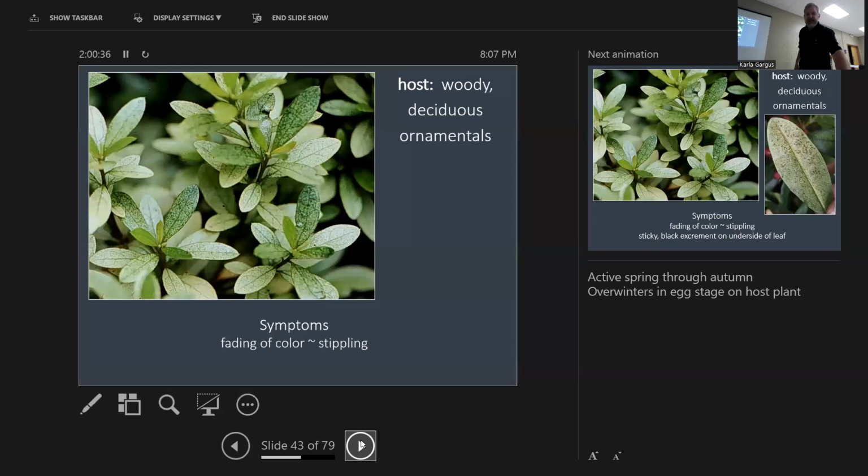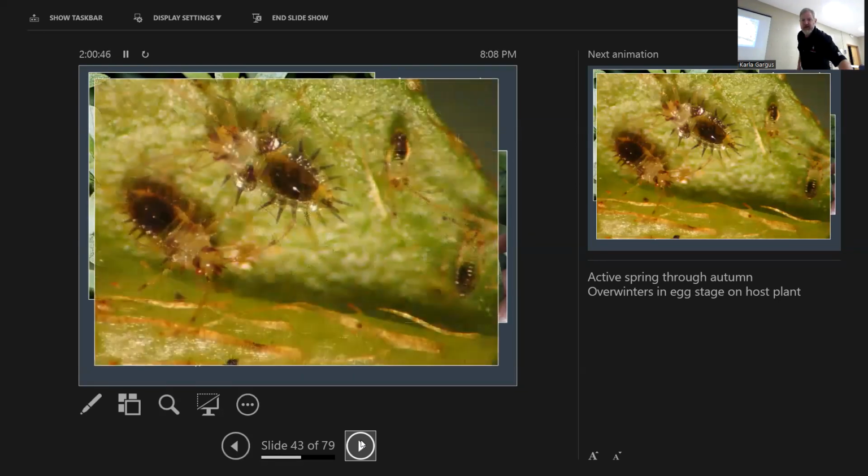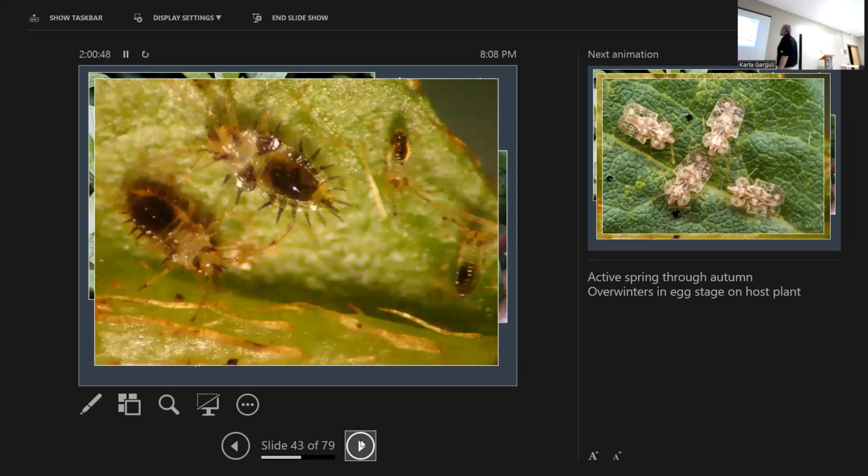That's sort of this fading color of it. And you can see this kind of speckled stuff. And there's some of the immatures of that group feeding on it. That looks something like this. That's a face only a mother can love, I guess you could say.